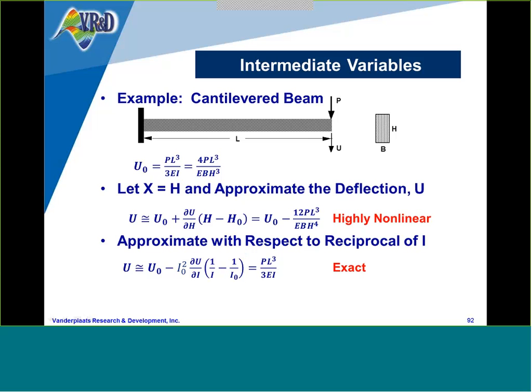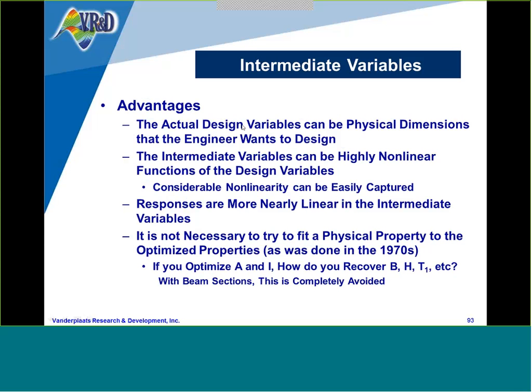And so now instead of designing the dimensions B and H, we design the section properties. Now we actually design B and H, but we approximate, I should say, in terms of the section properties. So the design variables can be the physical dimensions. The intermediate variables can be highly nonlinear functions of those variables, but we capture a lot of nonlinearity. Responses are more nearly linear in the intermediate variables. And in the 70s, actually an intern worked at the company for a whole summer trying to design A and I and then fit the B and H and the T to it. This avoids that.